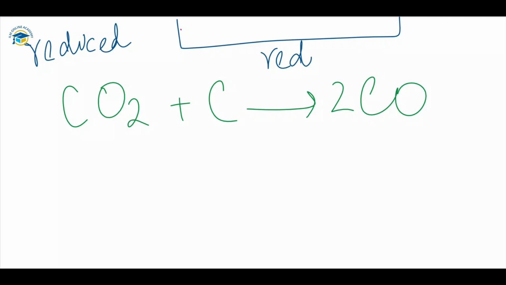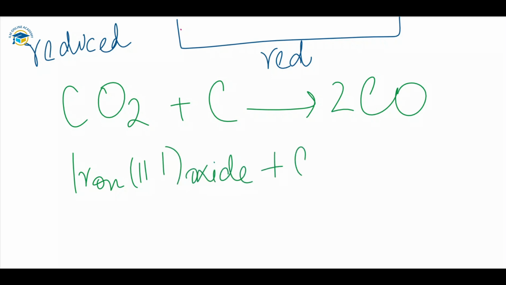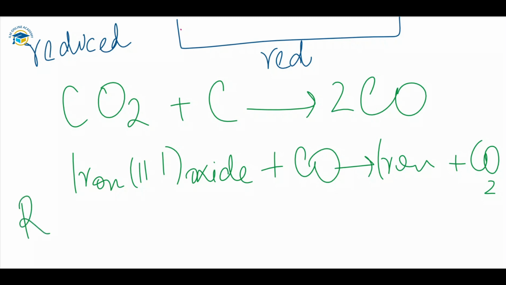The carbon monoxide formed then reduces the iron oxide to iron in the reaction, and that is the central process for this one. We have iron oxide that reacts with carbon monoxide to form iron plus carbon dioxide. Moderately reactive metals such as zinc, lead and copper can be extracted from their ores by this reduction with carbon. So this is known as reduction with the help of carbon.